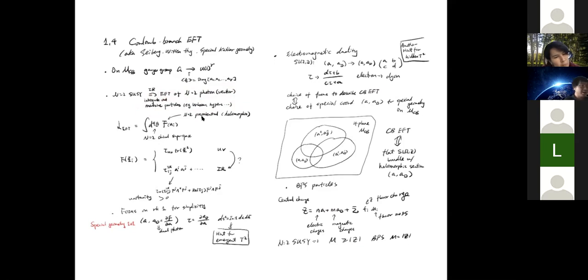Okay. There's a way to make N=2 supersymmetry manifest on the Coulomb branch. That is to use the N=2 prepotential, which is a holomorphic quantity of the N=2 photon multiplets, which are labeled by A^I, okay? And the Kähler potential can be determined from the prepotential.